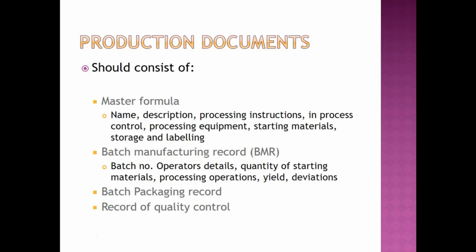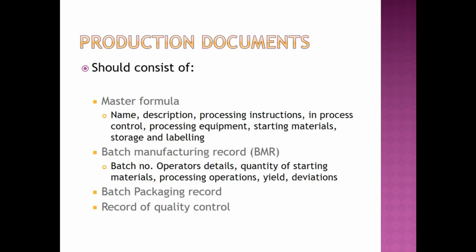Some of the documentation required in the production of API material should consist primarily of the master formula, which should contain the name of the product and the part number, along with description of dosage form, strength and batch size, a list of the starting materials, expected yields with acceptable limits, processing location and principal equipment used, methods of preparing the equipment, detailed stepwise processing instructions, along with in-process controls and requirements for storage and labeling. So that's quite a large document, the master formula.